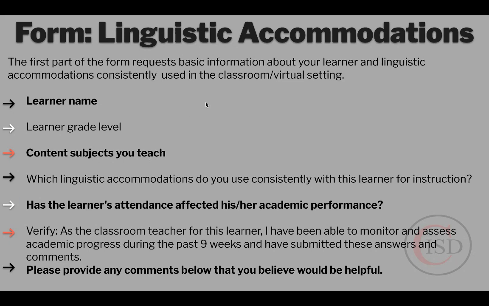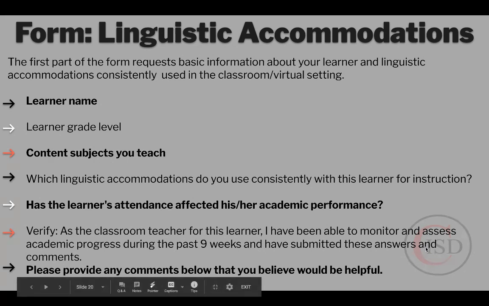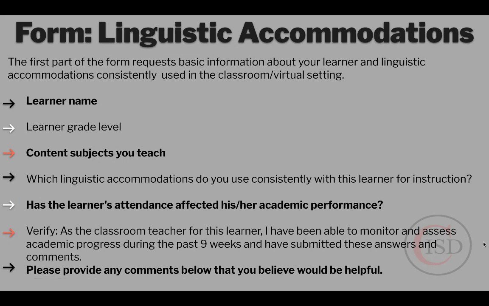So on the form for linguistic accommodations, the one for the second 9 weeks is the same as the first part. You're going to give basic information like the learner name, the grade level, the content areas you teach, and which linguistic accommodations you use consistently with this learner for instruction. And then whether the learner's attendance has affected his or her academic performance, and verifying as the classroom teacher for the learner that you've been able to monitor and assess the academic progress during the past 9 weeks, and that you've submitted the answers and comments.